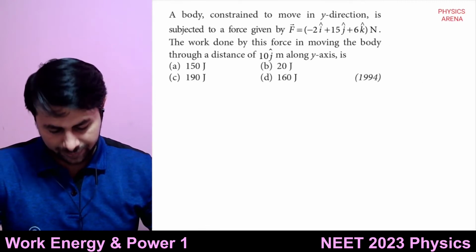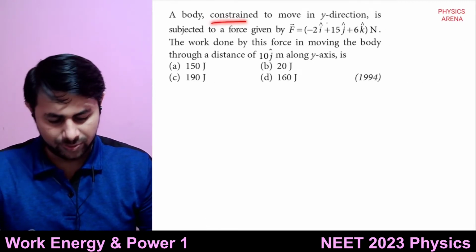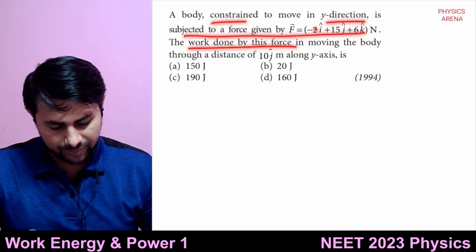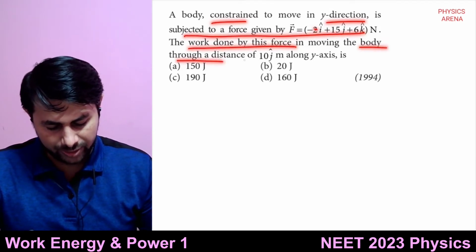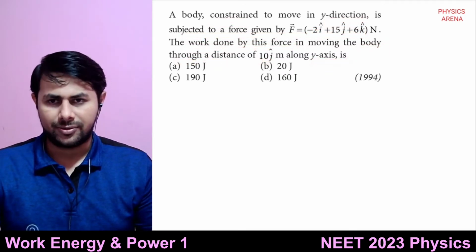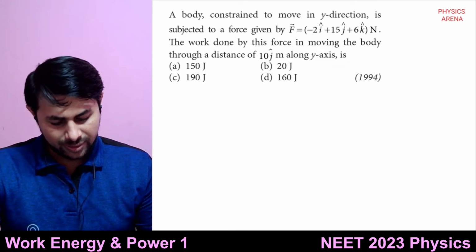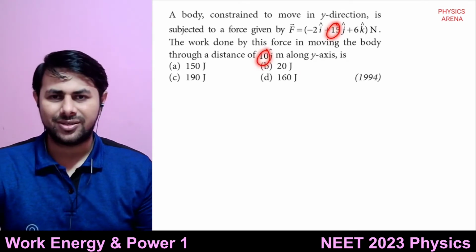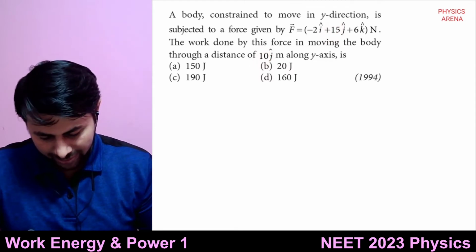Next problem. A body constrained to move in y direction is subjected to this force. The work done by this force in moving the body through a distance of 10 j cap along the y axis. Right, 150 joules. Just y component with y component. So 150 joules is the answer.